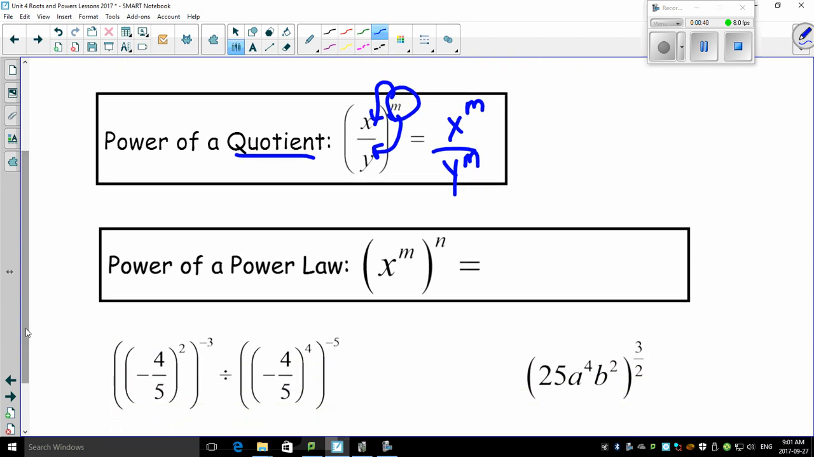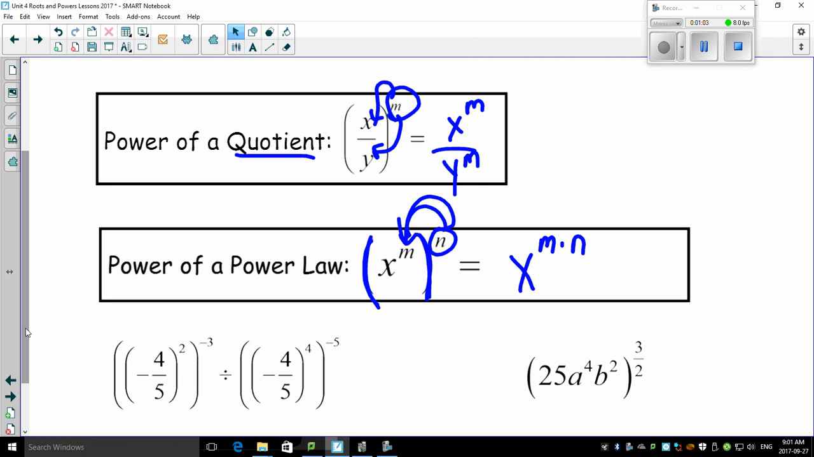The last one is the power of a power law, which again, because there's a bracket, you know to distribute, which actually you know means multiply. So this is x to the m times n. That's really important to see that this is in fact multiply. And what tells you that is this bracket. Remember, when you're going across a bracket, you always multiply.